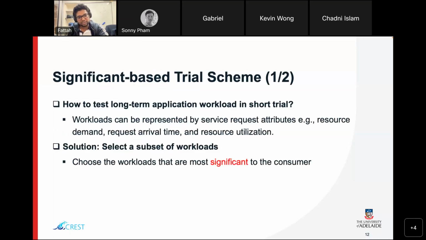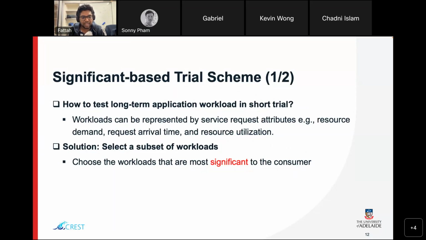For the first challenge, we talked about the temporal restrictions. That means you have a very short period to test your application, but you have a long-term workload. So how can you test your workload in a short period? The workload can be represented by service request attributes such as resource demands, request arrival time, resource utilization, and so on. One way we can approach this challenge is, instead of trying to test all sorts of workload, to test a subset of the workload during the trial. When we select the subset, we want to select the workloads that are most important to the consumer, the most significant workloads.